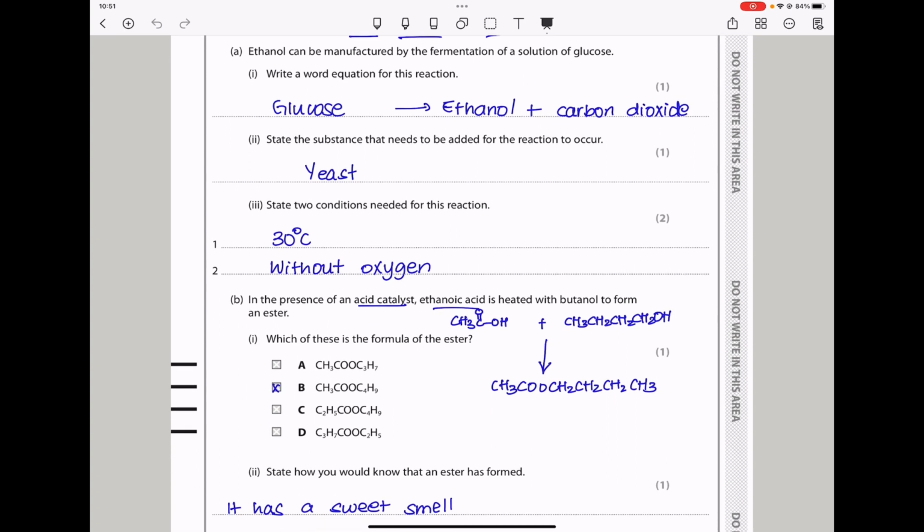Next they say, state the substance that needs to be added for the reaction to occur. In this fermentation reaction, we need to add yeast. And then they say, state two conditions needed for this reaction. First should be 30 degrees, and then it has to be under anaerobic conditions, because if oxygen is present, then there is further oxidation of the alcohol that could occur.